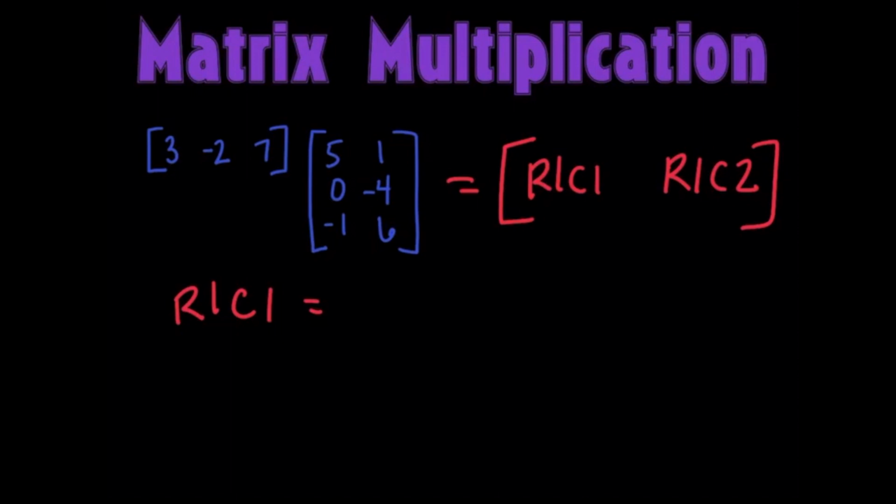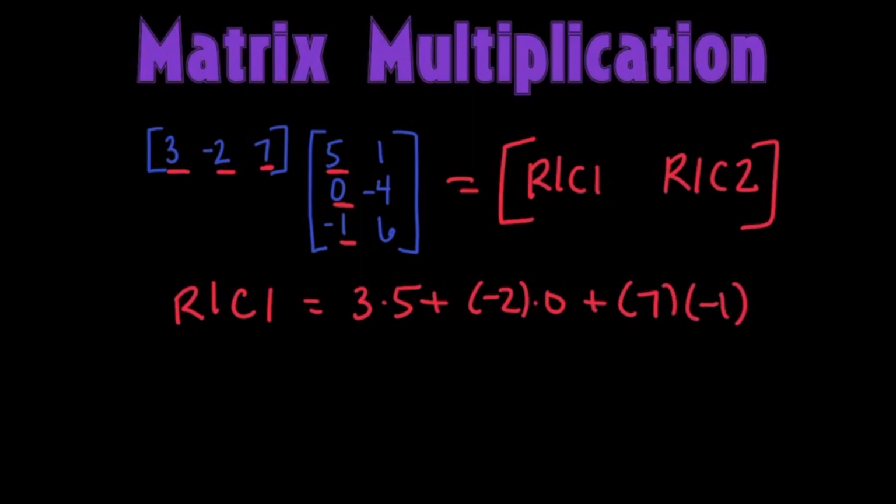So we're going to take the 3 and we're going to multiply it by 5. And then we're going to add the next product, which would be -2 times 0. And then we're going to add 7 times -1. So now you can see why it was so important that the row number of the second matrix corresponded with the column number of the first matrix. They are both 3s, so you have exactly 3 terms in each that you can multiply together and add them.